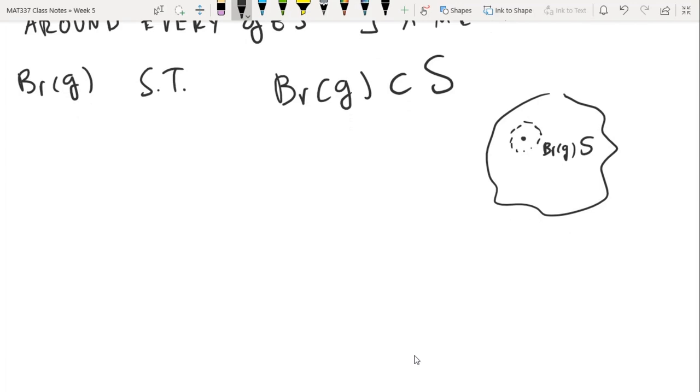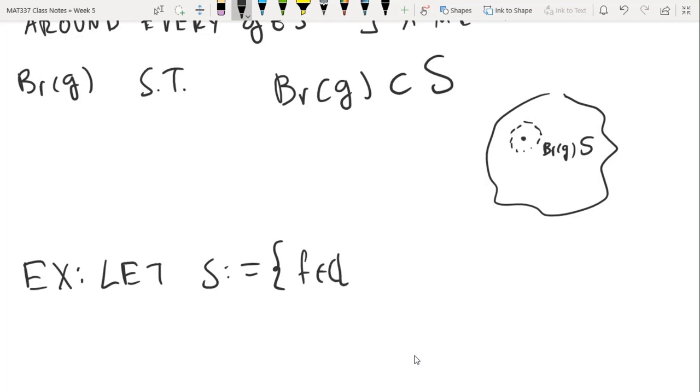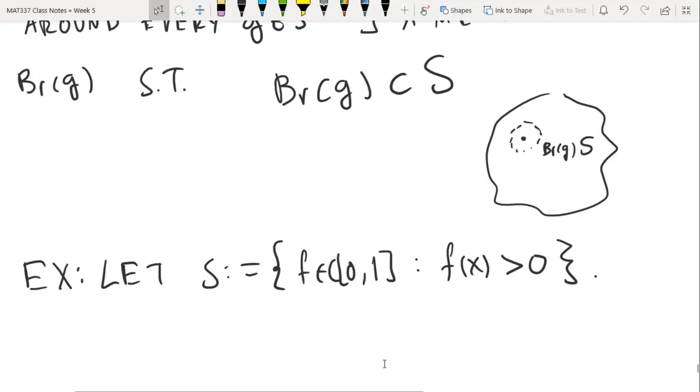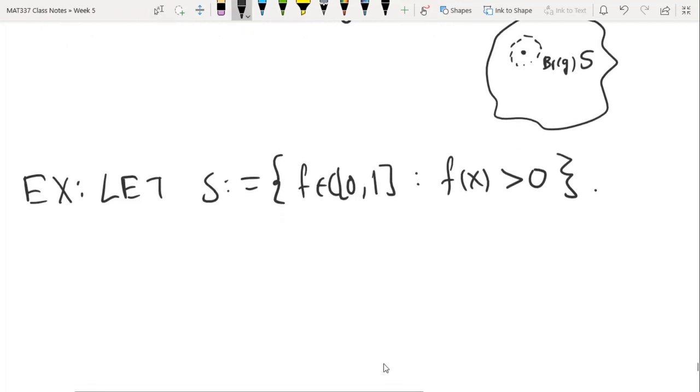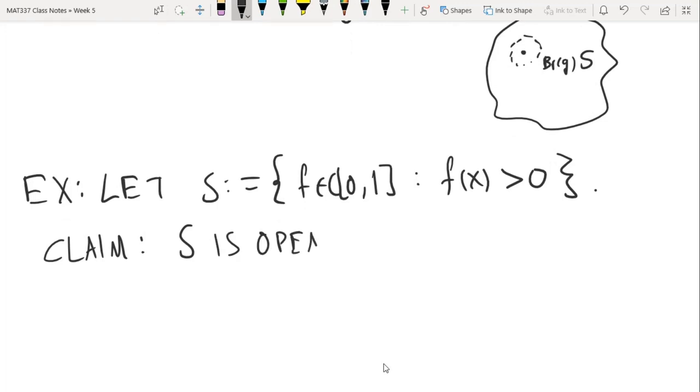Good. So things are very similar. So let's do some examples. Let S be all the continuous functions with the additional property that they're strictly positive. Claim: S is open in V, the continuous functions with the sup norm.